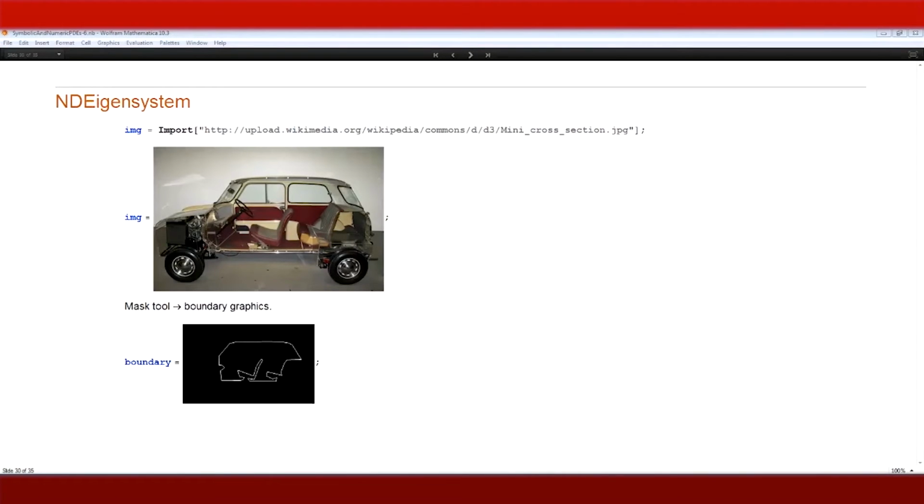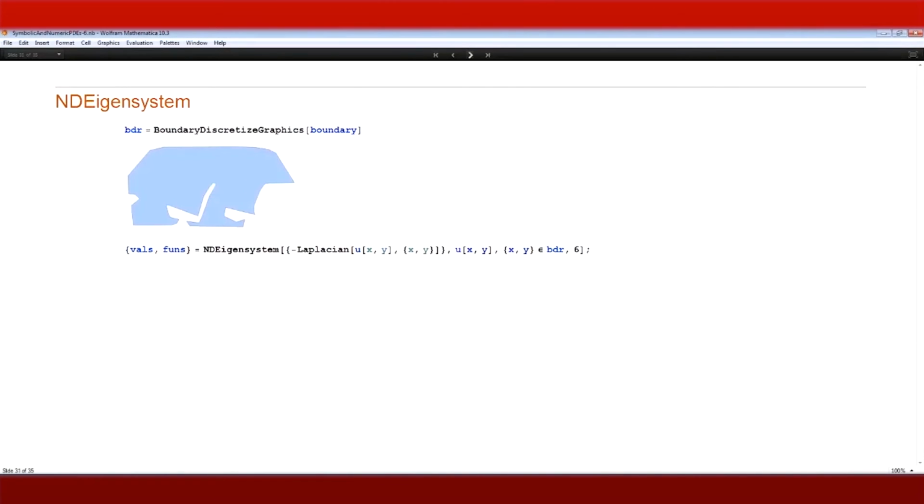Here's an application example where we try to compute the acoustic eigenmodes of a car. For that, I've downloaded a picture from Wikipedia. The picture shows a Mini which has been cut in half. I used the image processing mask tool to generate a boundary graphics. That is the black picture with the white boundary below. I then use the function BoundaryDiscretizeGraphics on that boundary, which gives me a boundary mesh region. I can directly feed that boundary mesh region to NDEigensystem.